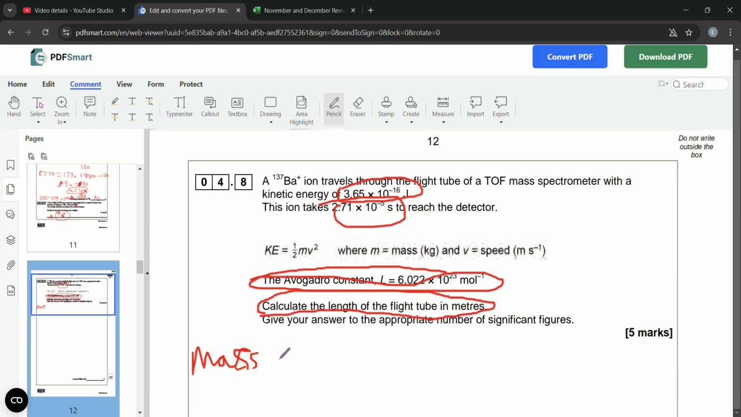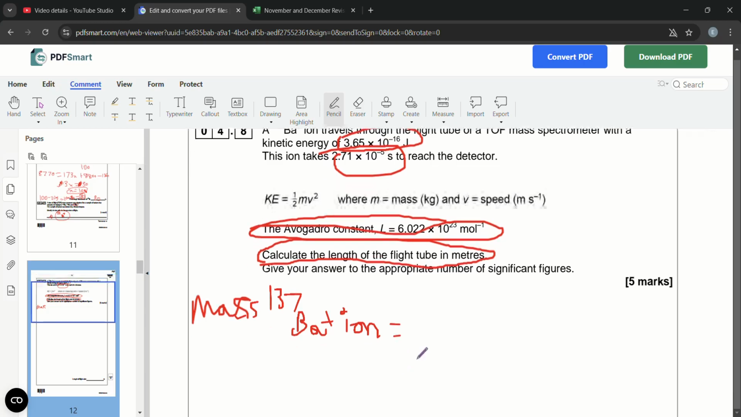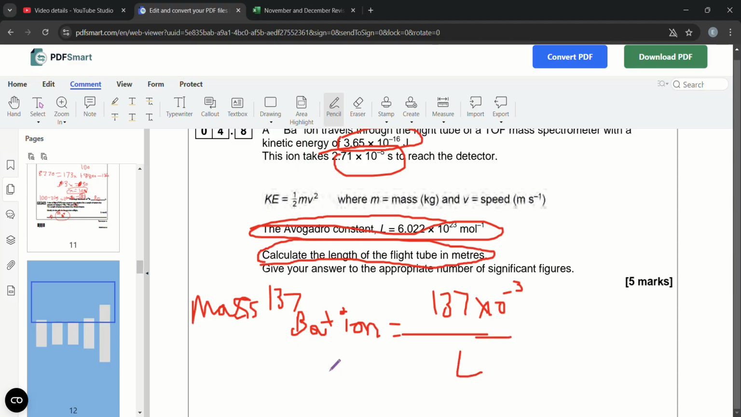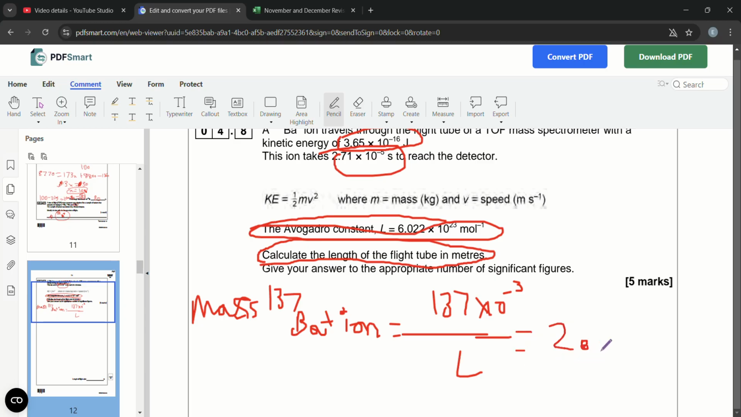Okay, now it's really easy. The first step was just the hard part. Now we can find the mass of the ion by just doing 137 times 10 to the power minus 3, because we want it in kilograms, over Avogadro's constant, which is 6.022 times 10 to the power 23. And now we've got the mass. It really is light work from here. So that gave me 2.27 times 10 to the power minus 25. Now that is the mass of the ion.